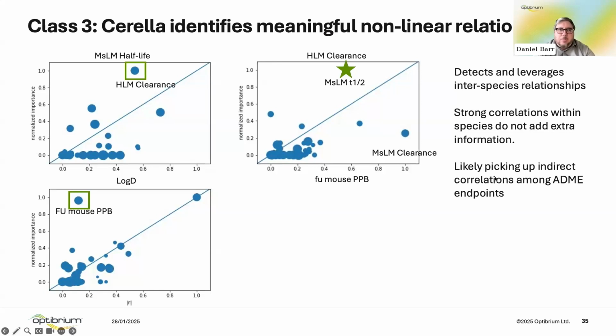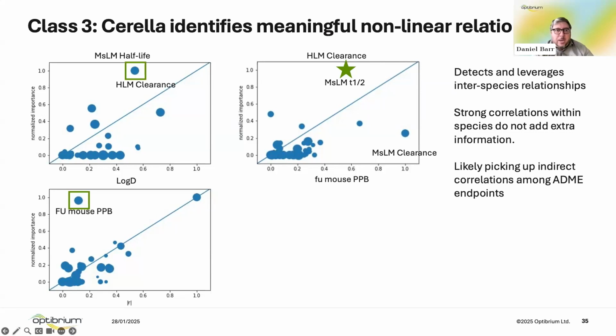We've labeled the point at the bottom right of this graph. This is the mouse liver microsome clearance, and we see this is highly correlated. We expect strong correlation between the mouse liver microsome half-life and the mouse liver microsome clearance. But that strong correlation within species isn't adding extra information to the predictive power of the imputation model. So even though there's that strong correlated relationship, Cerella's deep learning imputation is picking up only the most important, the most predictive, and leaving aside other highly correlated data.